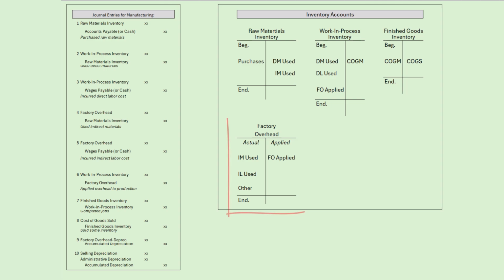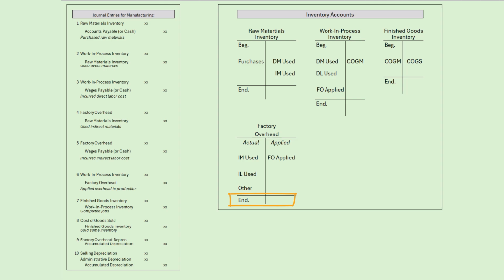Now let's look at the factory overhead account. Every time the bills come in that relate to the factory, we'll debit factory overhead. For example, the electricity bill in the factory, we would debit factory overhead-electricity. Or water, we would debit factory overhead-water, or something like that. Whenever we finish a job, we will apply some of this overhead to the job that we just finished by debiting work in process and crediting factory overhead.